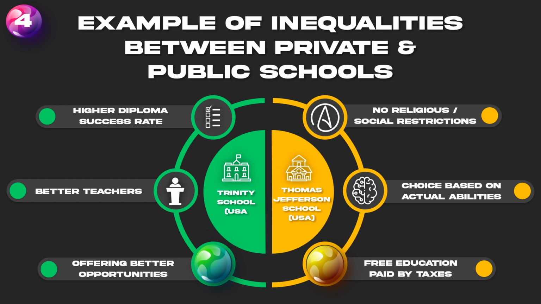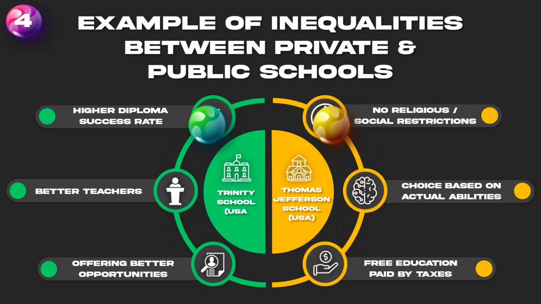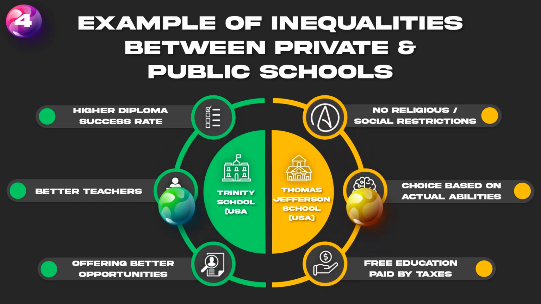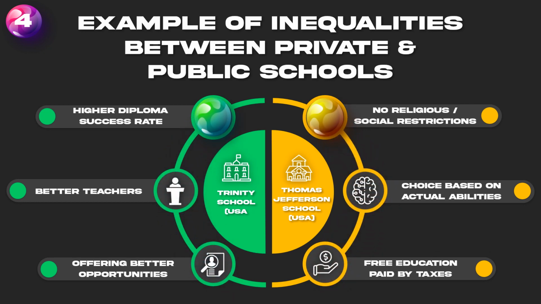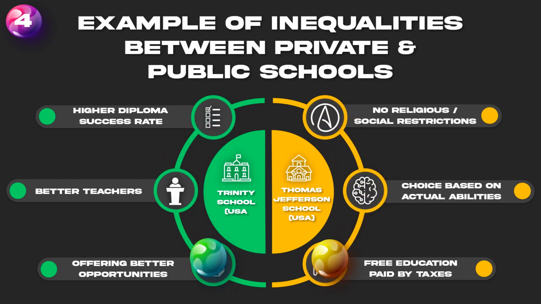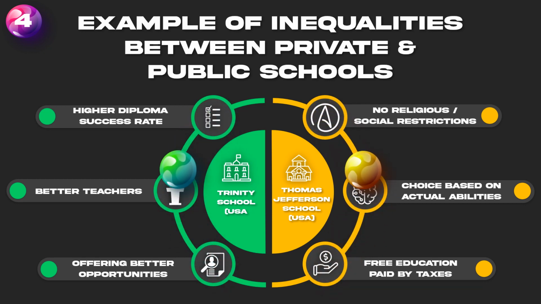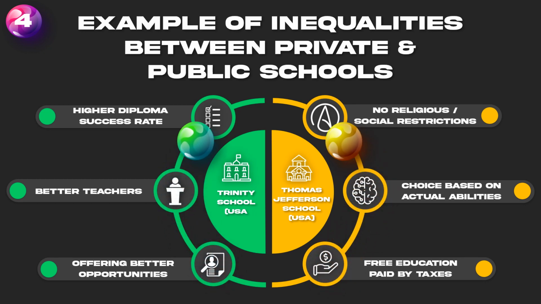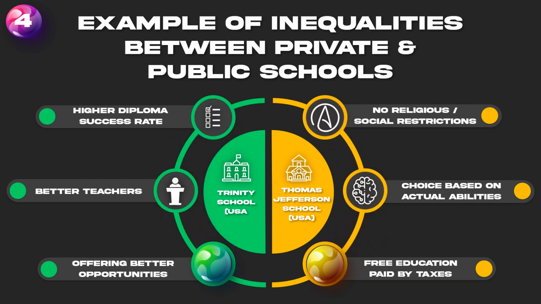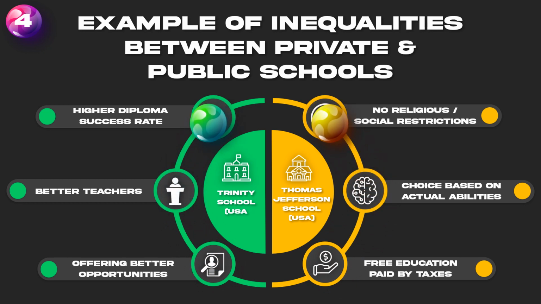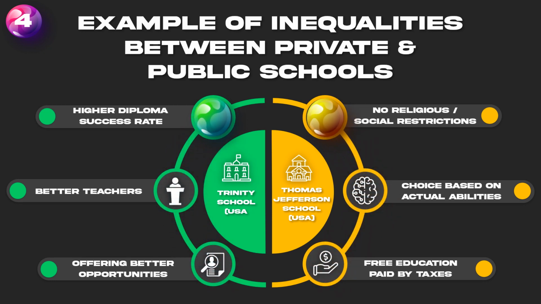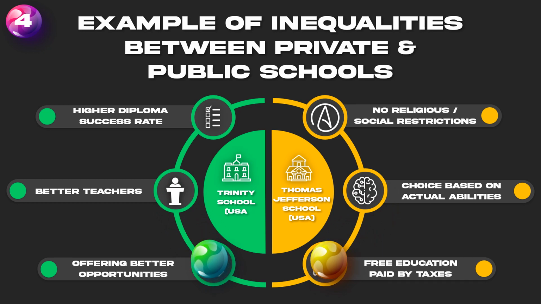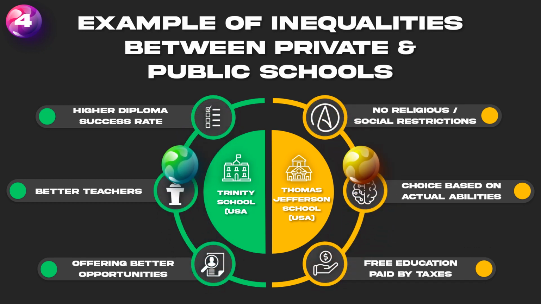As an example of inequalities between private and public school, we found Trinity School as a private one and Thomas Jefferson as a public school, both in USA. In the private school, the diploma success is higher, they employ more skilled teachers, and schooling at the school offers opportunities. However, the public school also has advantages such as no religious and social restriction. The choice is based on actual abilities and the education is totally free and paid by people's taxes.